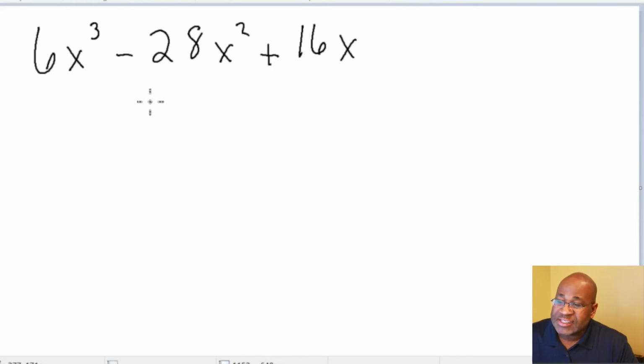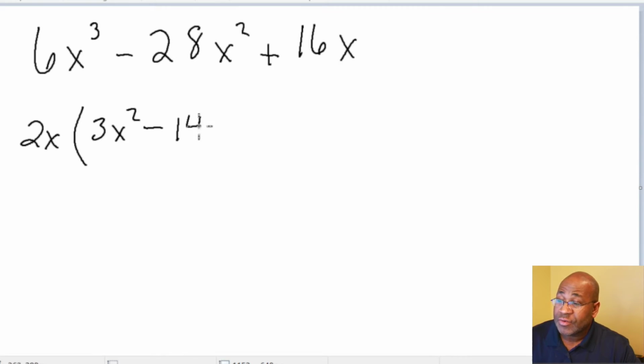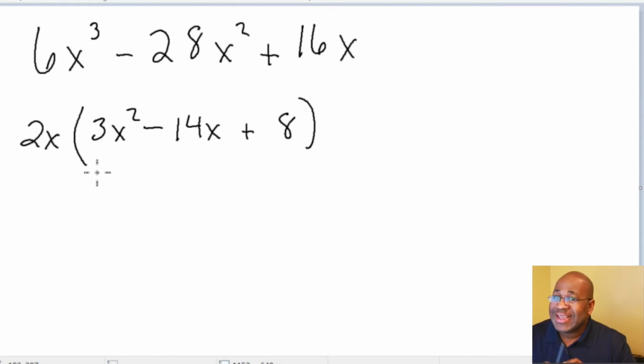We're going to look at 6x cubed minus 28x squared plus 16x. All right, so once again, first thing, look for a common factor among all the terms. Here, there is a common factor among all 3 terms. Common factor is going to be 2x. So if we extract that, we have 2x times 3x squared minus 14x plus 8. Next thing, count the number of terms. Here we have 3 terms in the polynomial, so it's going to be a trinomial.